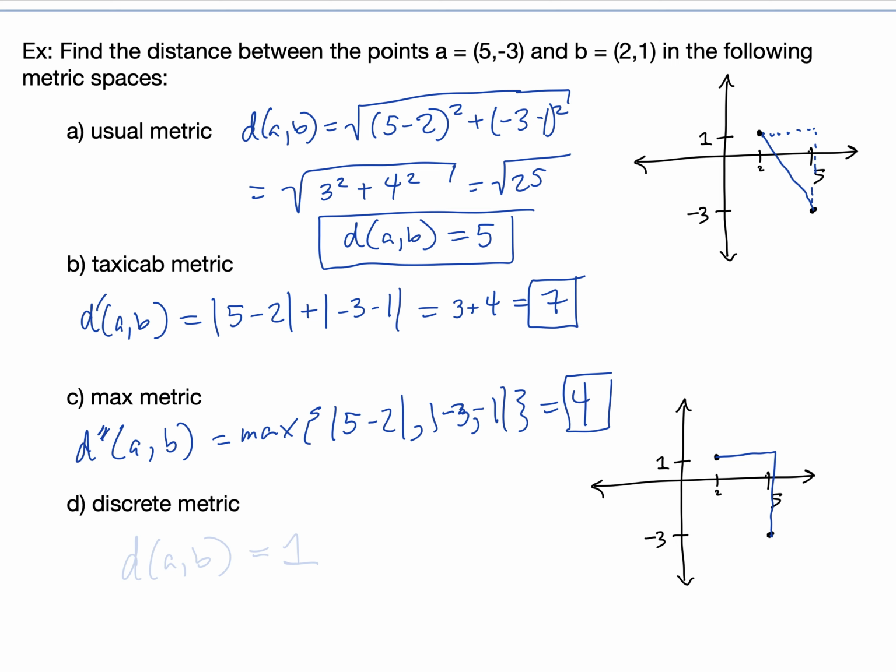And finally, in the discrete metric, the distance between the points A and B, well, those points aren't equal, and therefore the distance between those 2 points in this metric is 1.